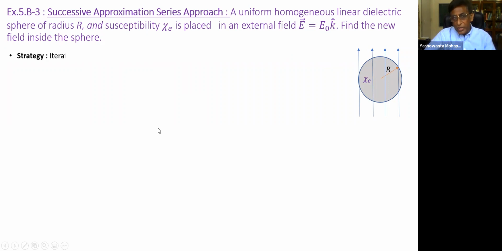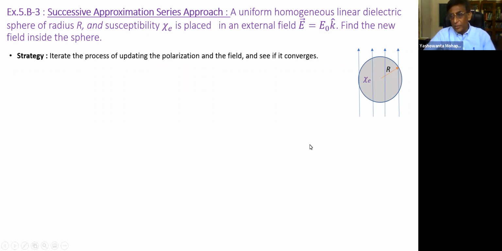Now the strategy is to iterate the process of updating the polarization and the field and see if it converges. What do I mean? Initially, let's consider the field to be E naught. Then it will polarize to, let's say, P1 or P naught, and that P naught will produce an electric field. Then I calculate the new electric field, and then I calculate P1 from there and P2. Every time I keep updating the field and find out the polarization, and then use that polarization back into the field and see if this process converges.